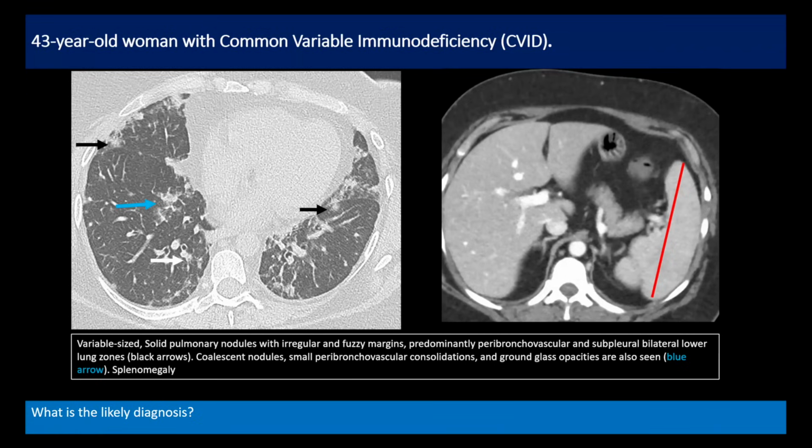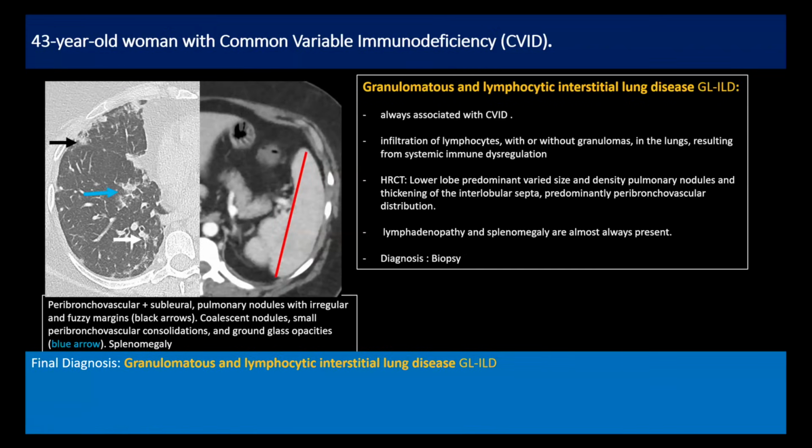So together, these two findings should suggest the presence of granulomatous and lymphocytic interstitial lung disease, which is always associated with CVID. And that is because of the infiltration of lymphocytes and granulomas in the lungs, as suggested by the name, which results from systemic immune dysregulation. The HRCT findings are lower lobe predominant peribronchovascular nodules and ground glass opacities associated with splenomegaly and lymphadenopathy.